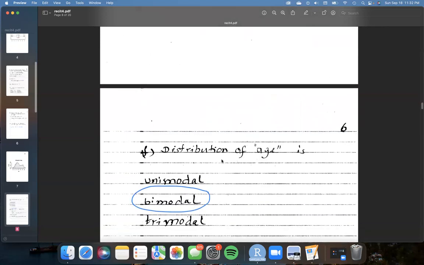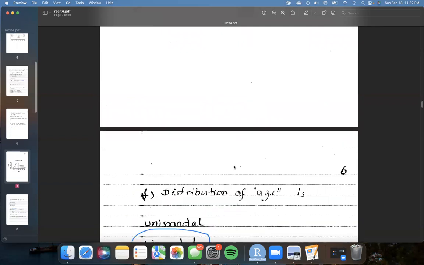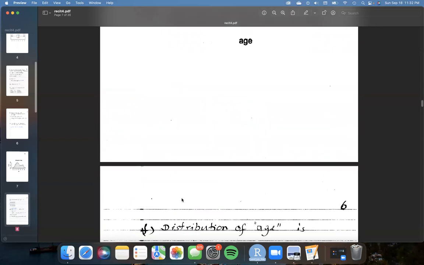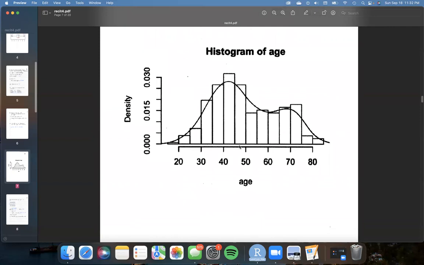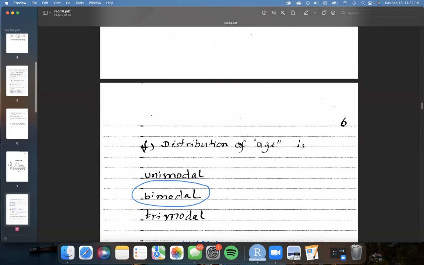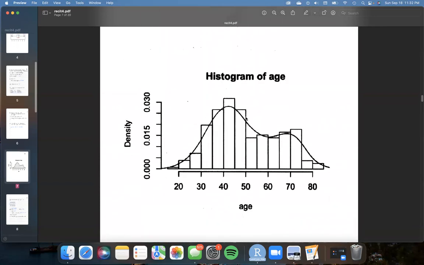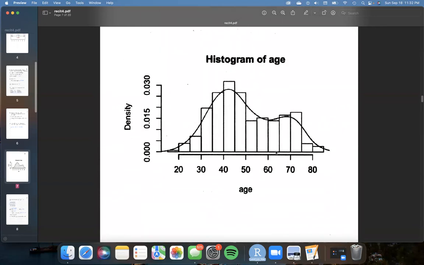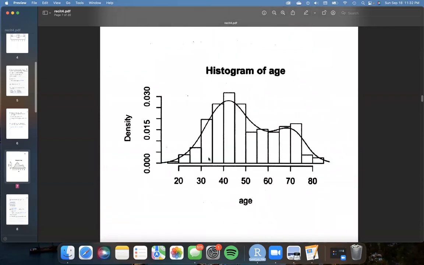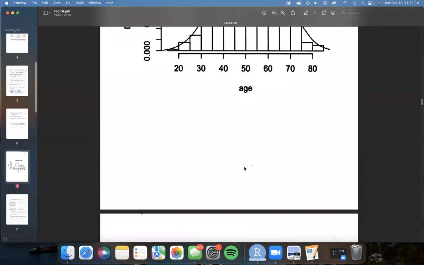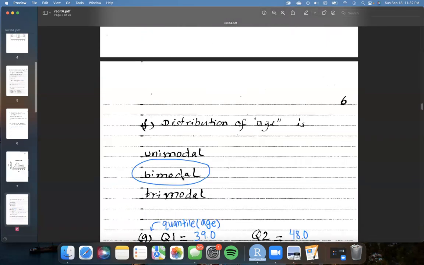All right, now the distribution of age is bimodal. So here we have two humps to our graph. If it was unimodal, there would just be one. It would be like a bell curve. And if it was trimodal, then there would be 3 bumps, but there's only 2. So in this case, it's bimodal.